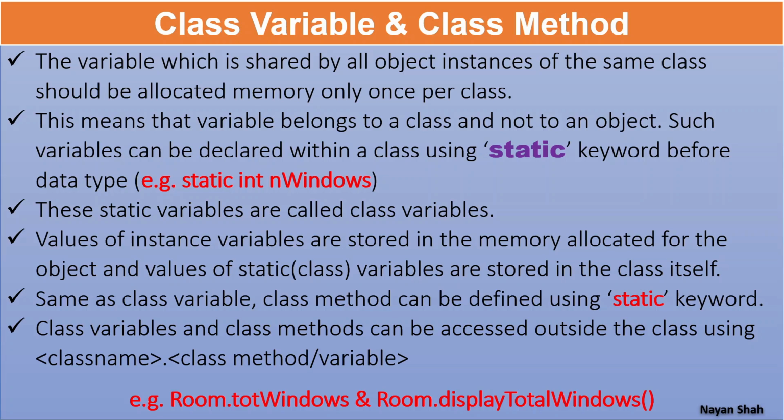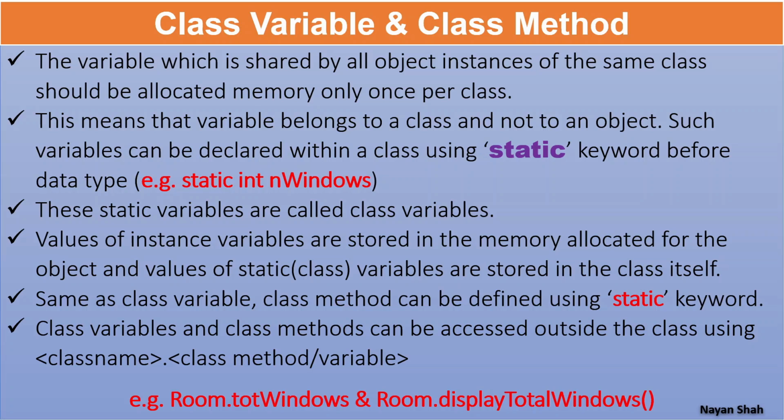Now, how to declare any variable or method as a class variable or class method? It says that such can be declared using the keyword static. So let us see the second point. This means that the variable belongs to a class and not to an object. That is called a class variable. It is not belonging to any object. Like the average percentage of the entire class is not belonging to any one student. It is belonging to the entire class.